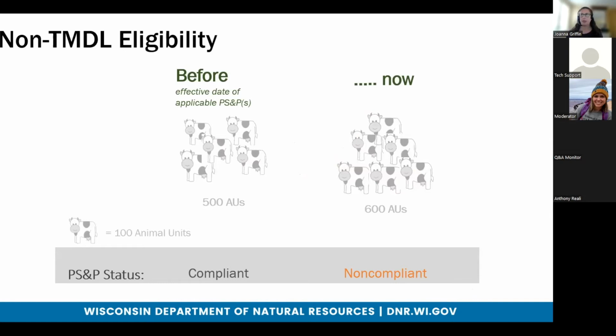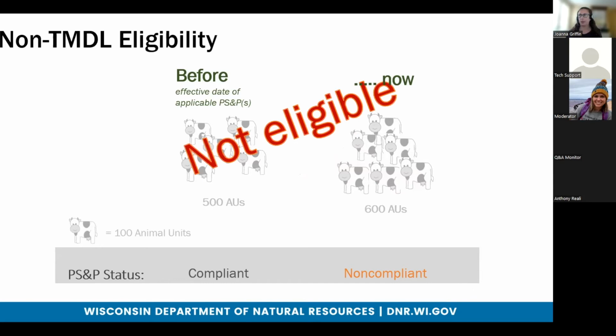So let's add more information. Now we know the performance standard status. The performance status was compliant before the effective date and is now non-compliant. In this example, the project is not eligible. Even though the site existed at the time the performance standard went into effect, it was in compliance at the time it went into effect.